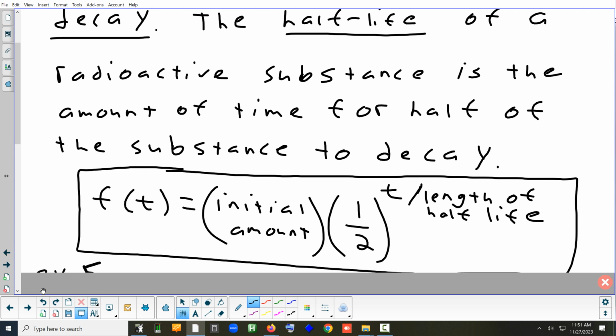That's half. What's 50% as a decimal? 0.5. Normally in parentheses you have 1 minus r, but what's 1 minus 0.5? 0.5. That's where the 0.5 comes from. It's really 1 minus r, where r is 50%.